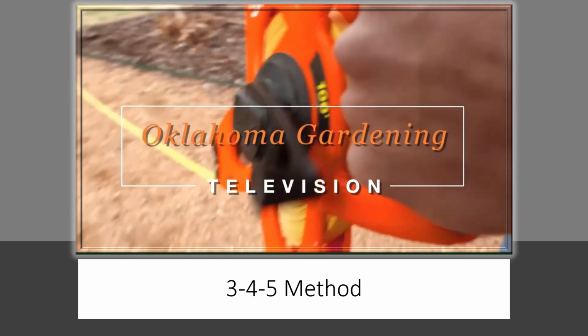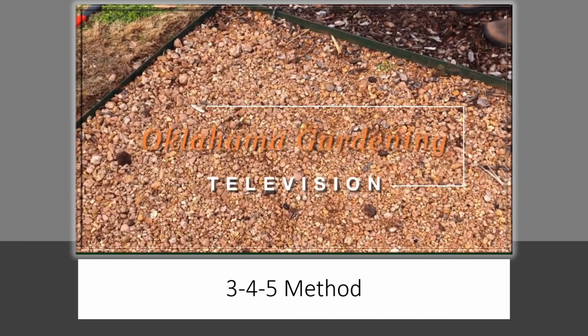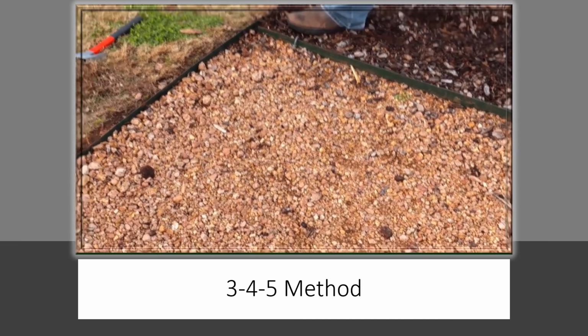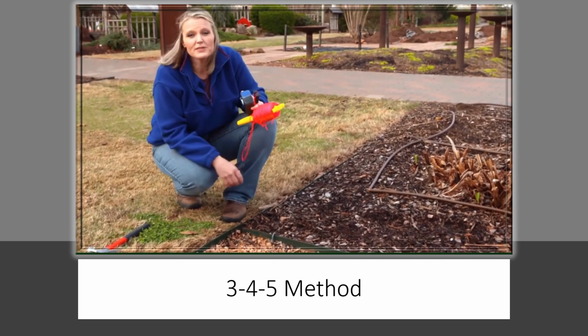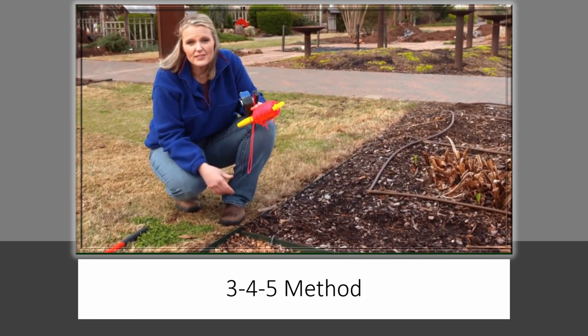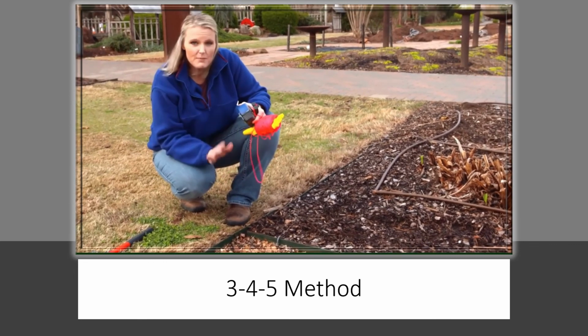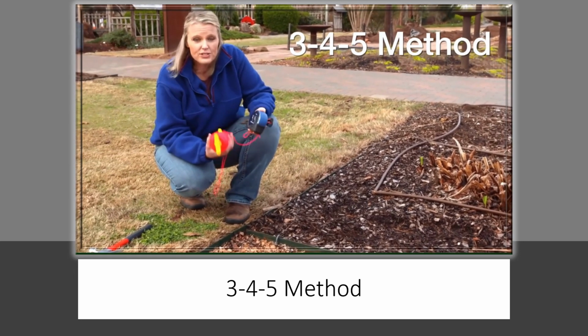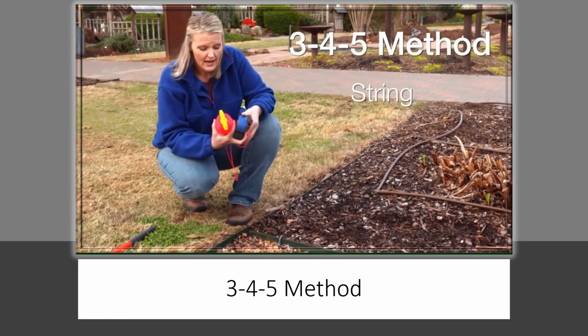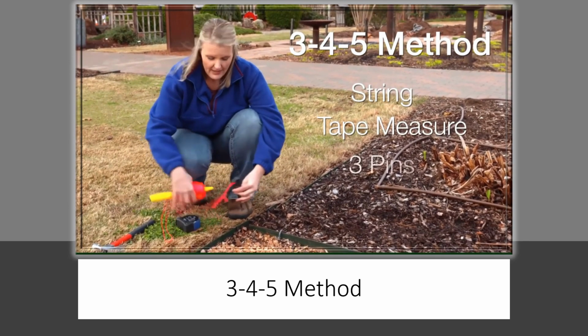There are several reasons why you might want to identify a right angle. Perhaps you're building a raised bed, building a fence, or building a deck. It's a pretty simple method that we're going to use here called the 3-4-5 method. And in order to do that, we're going to need some string, a tape measure, and 3 pins.